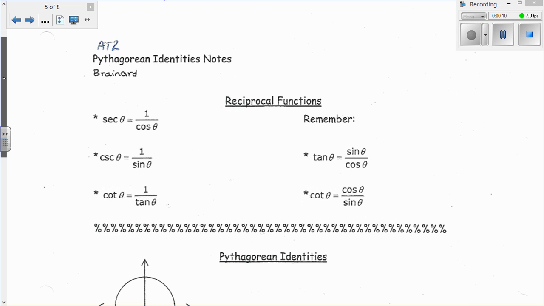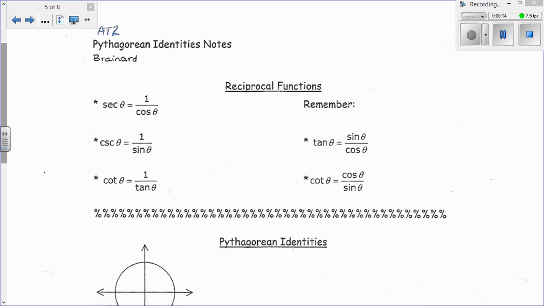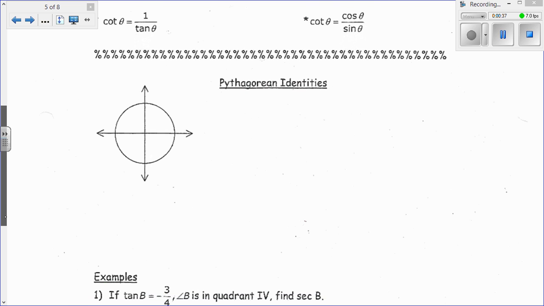Today we're going to be talking about the Pythagorean identities, but first let's review some of our reciprocal functions. Remember, secant theta is equal to 1 over cosine theta, cosecant theta is equal to 1 over sine theta, and cotangent is equal to 1 over tangent theta. Also, tangent theta is equal to sine theta over cosine theta, therefore cotangent theta is equal to cosine theta over sine theta. Those are going to come in handy.